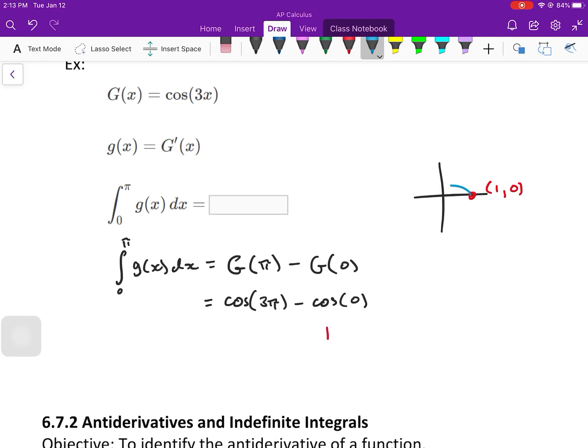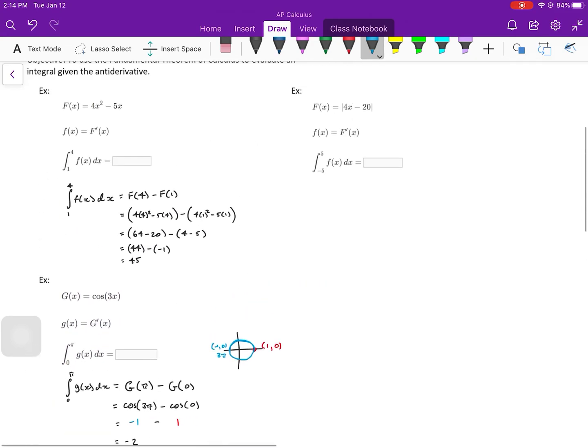And if we go around, that's pi, go around one more time to get to 3 pi. It's negative 1, 0. Negative 1 minus 1 is negative 2. That wasn't even a circle. It was like a bad oval. And that's pretty much it.